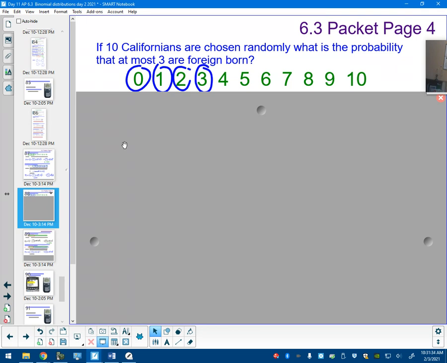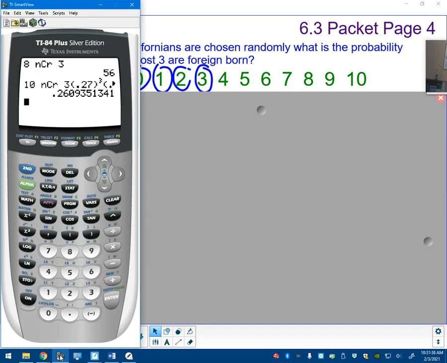Or you can use a fun little thing in your calculator. So here we go. Ready? In your calculator, there is a thing called binomial PDF and binomial CDF. PDF gives you 1 at a time. CDF gives you from the number you put in down to 0.